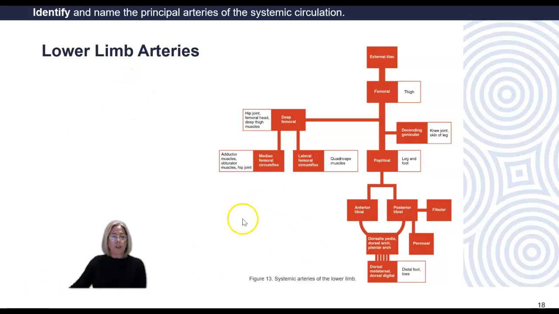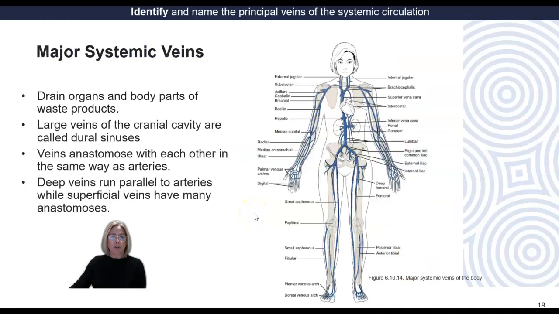Okay, so I have finished on the systemic arteries. When I come back, I'm going to be talking about the major systemic veins.